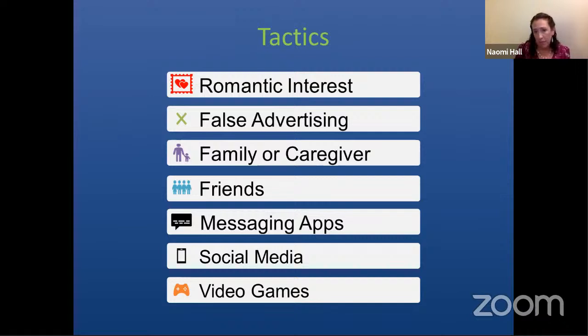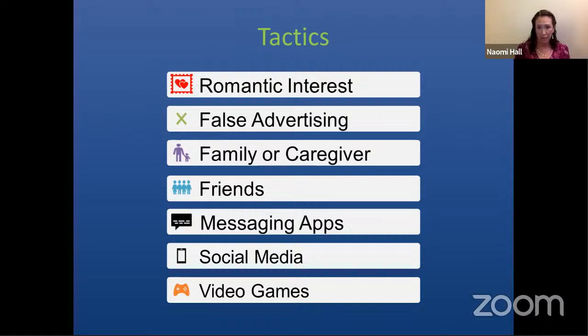Also, friends may be used in trafficking. Traffickers can be a variety of ages, but traffickers do sometimes use high school students to be their recruiters, to kind of scope people out and recruit them for the traffickers. So friends are another avenue and tactic that traffickers use.